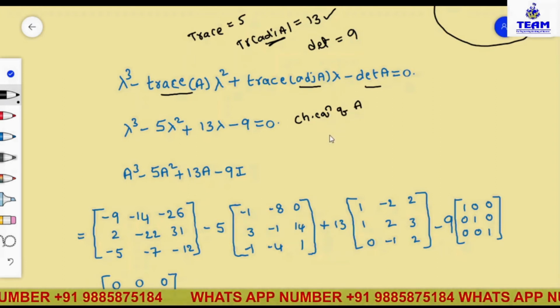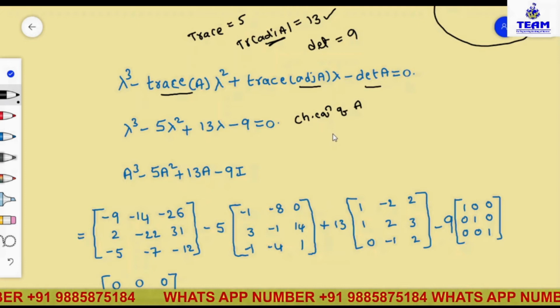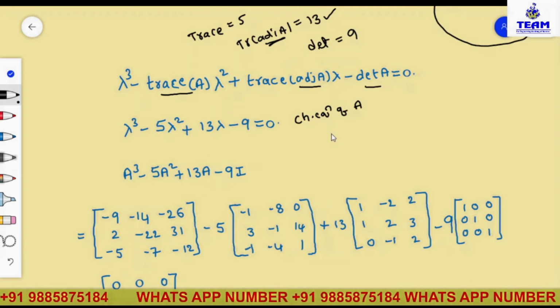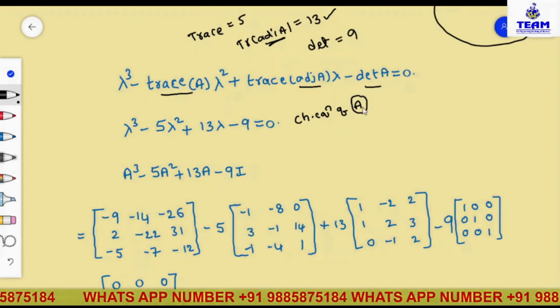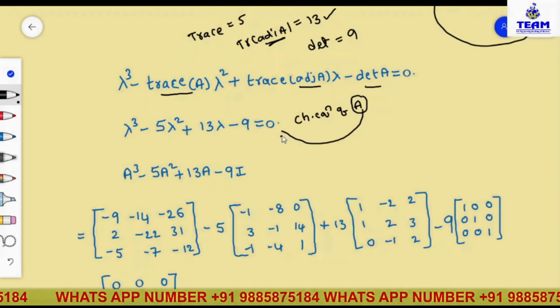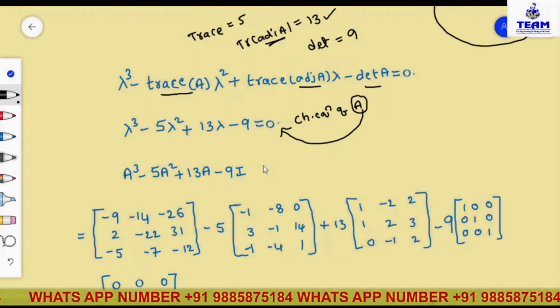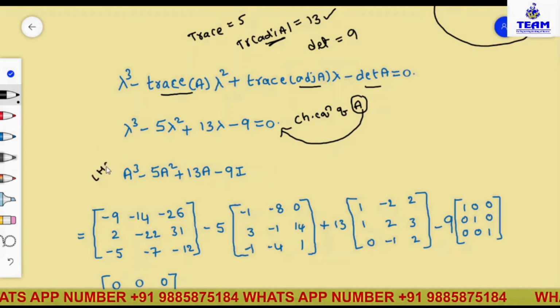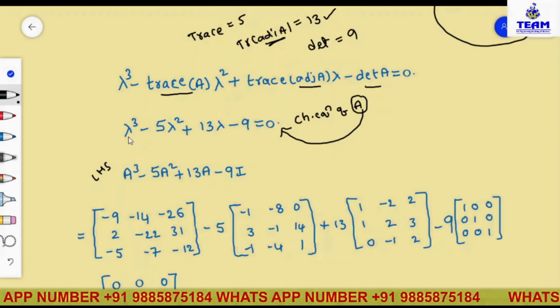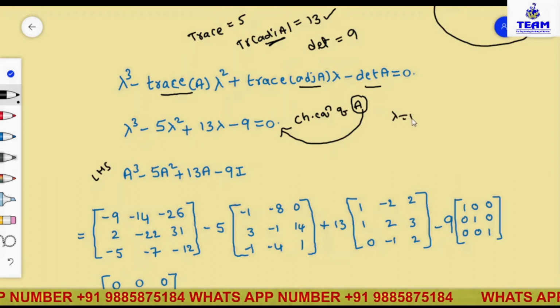Now, by Cayley-Hamilton theorem, what is the statement of Cayley-Hamilton theorem? Every square matrix satisfies its characteristic equation. So what we have to do now? Take the LHS part. So write down the LHS part. Friends, you see, in place of lambda, I am substituting capital A.